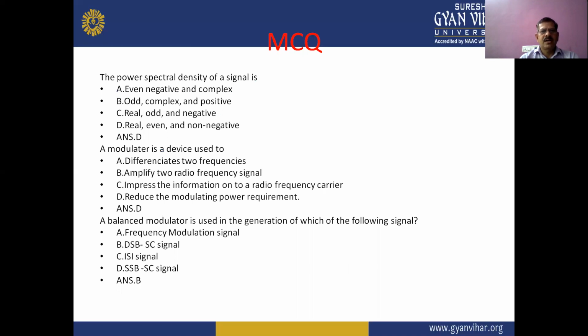First one: the power spectral density of a signal is, option A, even, negative, and complex; option B, odd, complex, and positive; option C, real, odd, and negative; option D, real, even, and non-negative. The power spectral density, PSD, of any signal will be real, even, and non-negative. So the correct answer is option D.